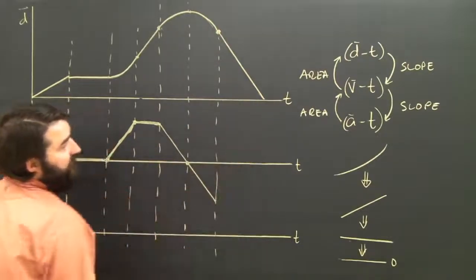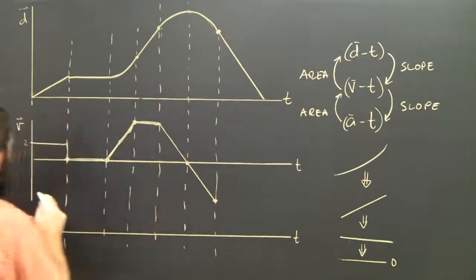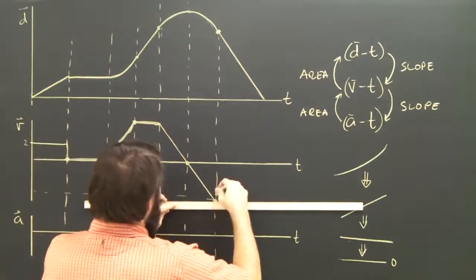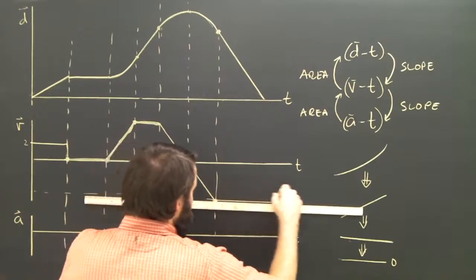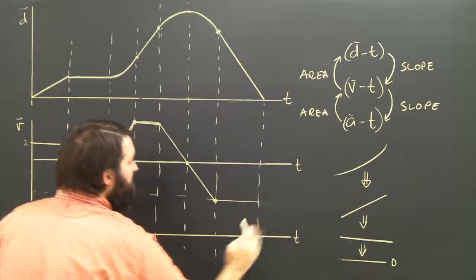Then the last section, the slope is constant. I know what number it is. It's whatever this number is. It's going to stay at that level until the end.